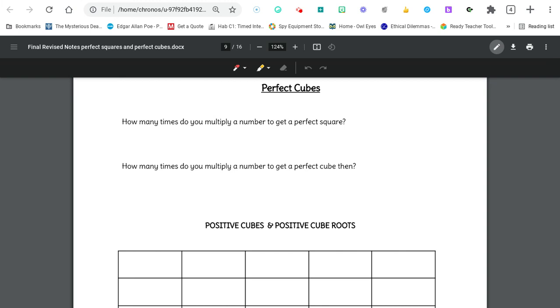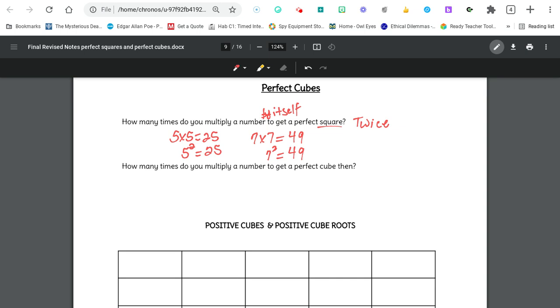How many times do you multiply a number by itself to get a perfect square? You just think about square. The exponent 2 is for squaring. To get a perfect square, you multiply a number by itself 2 times. For instance, 5 times 5 is 25, or just square 5, and you'll still get a perfect square of 25. Or 7 times 7 produces a perfect square of 49. Or you could just square 7 and also get 49.